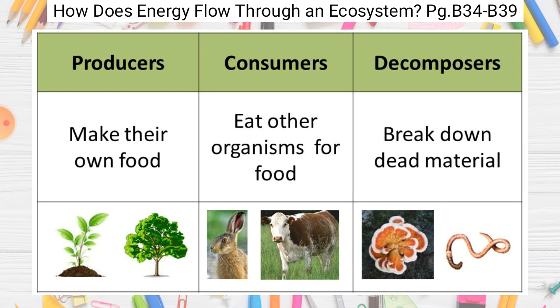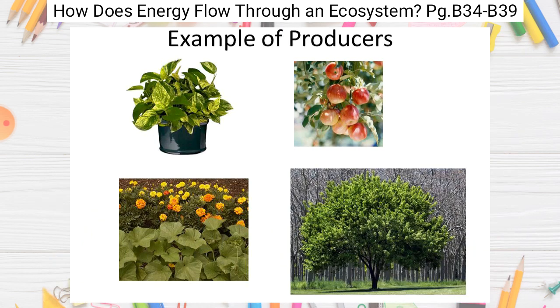Finally, living organisms that break down dead material, plant or animal, are called decomposers. They transform the dead body into material for the soil. Producers are basically all the plants. Plants with only leaves, plants with fruits, plants with flowers, big plants.